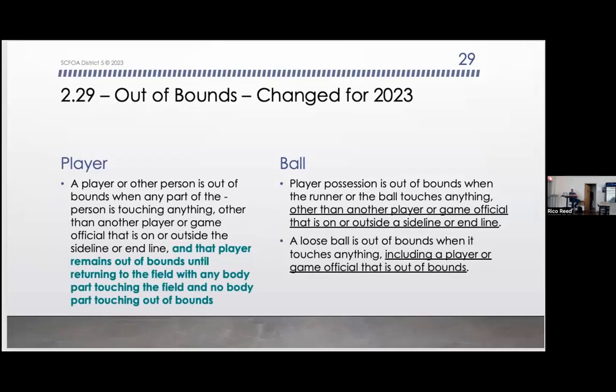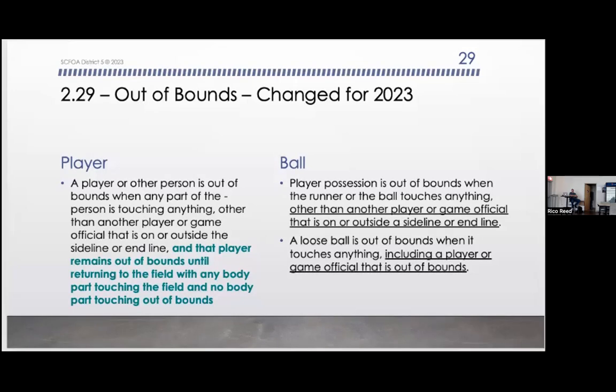So player out of bounds. This was a change for this year. A player is out of bounds when any part of that person is touching anything other than another player or game official that is on or outside the sideline or end line, and that player remains out of bounds until returning to the field of play, with any body part touching the field and no body part touching out of bounds.